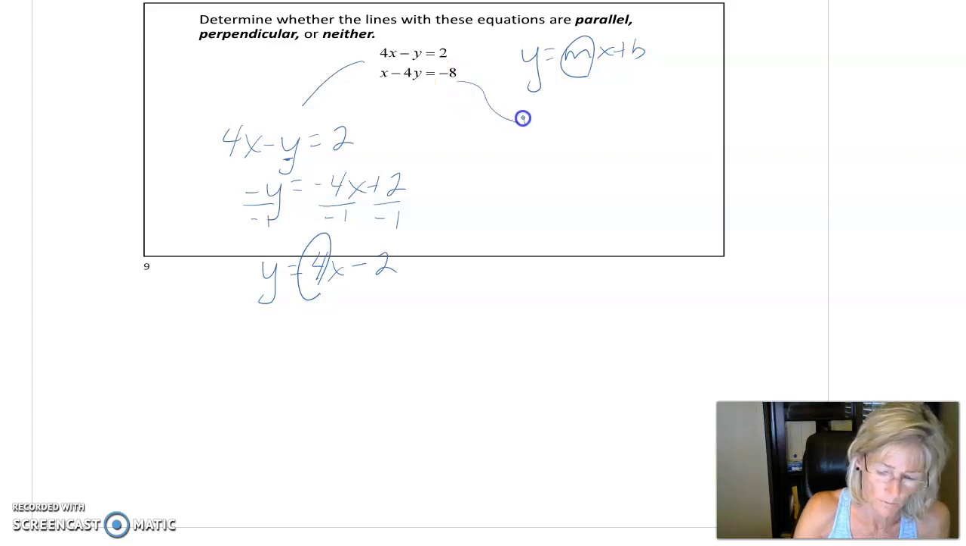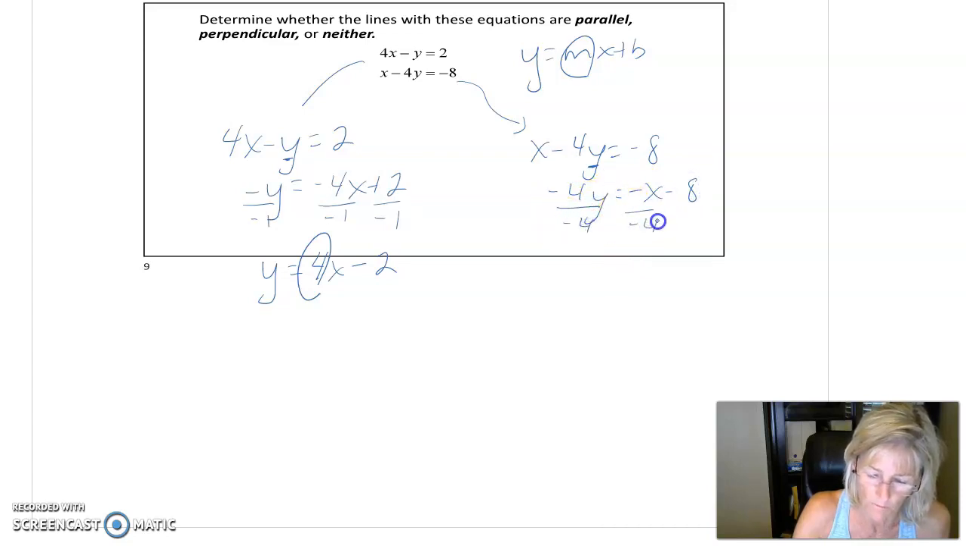So let's do this one. X minus 4y equals negative 8. Again, I'm trying to get y by itself. So I'm going to subtract x. Again, I'm going to put it in the front. I'm going to divide each side by negative 4. So this makes 1. This is what I want. Y equals a negative divided by a negative is a positive, and there's really a pretend 1 there, remember? So I'm going to write that as 1/4 x. A negative divided by a negative is a positive 2.